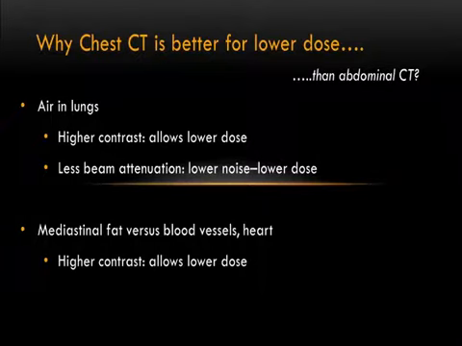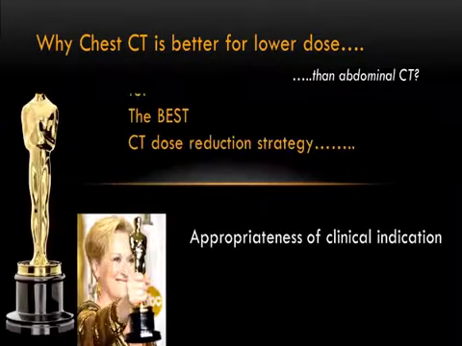The other thing that is favorable to the chest is that the blood vessels that take up most of the soft tissue in the mediastinum, like the heart and all the big vessels in the chest, actually offer much better contrast than homogeneous low contrast structures such as liver or spleen or kidneys in the abdomen. So those two are the reasons why chest CT can tolerate higher noise and lower dose.